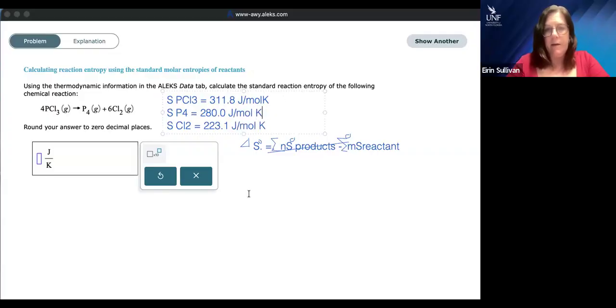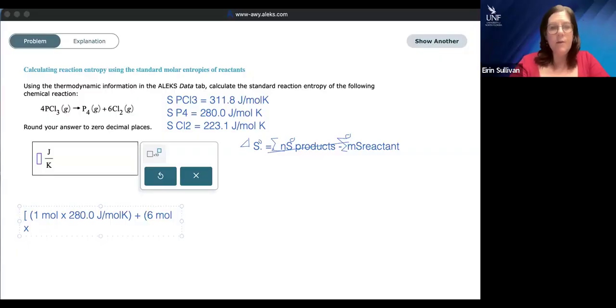And then we can do the math. I'm going to do this down here actually. For my products first, I've got 1 mole of P4, and that is going to be times 280 joules per mole per Kelvin. You can see that the mole bit is going to cancel out. And then my other product is my chlorine. There's 6 moles of chlorine being produced, so 6 moles times 223.1 joules per mole per Kelvin. And that is going to make up all of my product side of that equation.